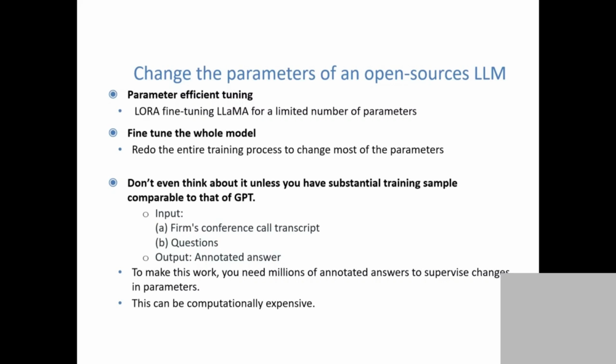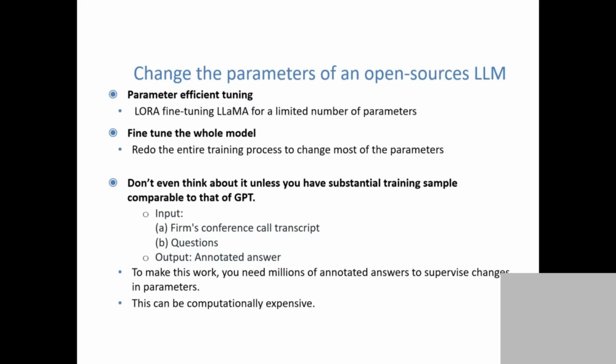For prompt engineering, you don't need a large training sample. But if you want to change the parameters of the model, you need a training sample of 1 million or 500,000, because there are billions of parameters there. Does it make sense? So if you only have very few training samples, don't even think about changing the parameters. Just do prompt engineering. Okay, that's the exercise we're about.